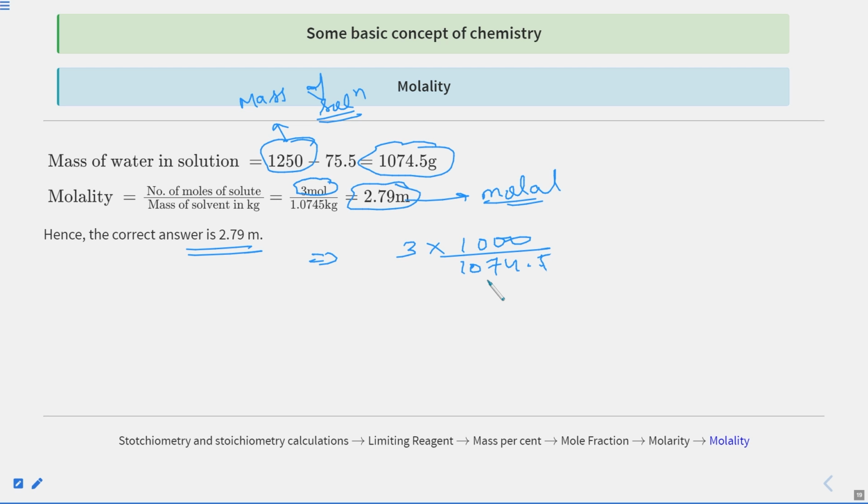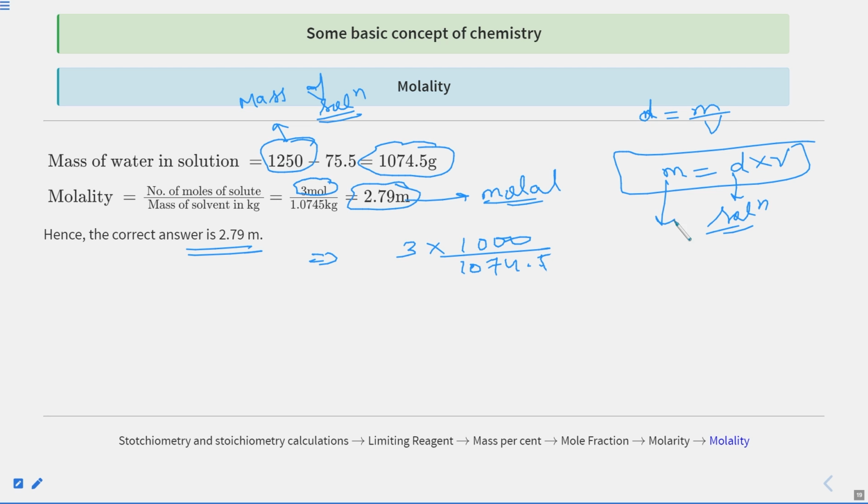So again I am repeating: density formula is mass by volume, and density of solution is given, so you are getting the mass of solution. If you are multiplying directly and putting the values, you will get your answer wrong. So this is the mass of solution and you have to calculate the mass of solvent. If you subtract the mass of solute from the mass of solution, you will get the mass of solvent, and for this you have to calculate the mass of solute, and the solute given to you is NaCl.